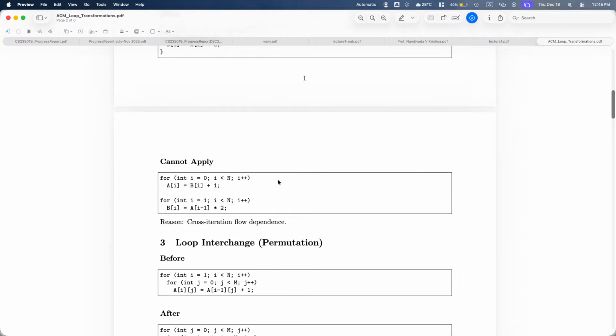Yeah, let's look at this one. Let's look at two things. Here what's happening, A sub 1 depends on B sub 1. After A sub 1 has been computed using B sub 1, I am computing B sub 1 that uses old value of A sub 0.